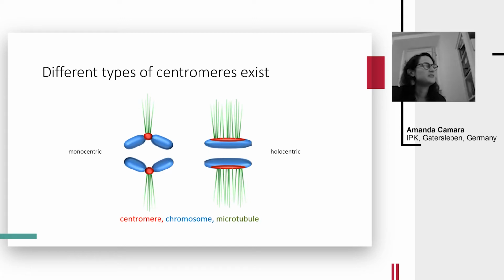So the main feature is that instead of having a monocentric chromosome, so a single constriction of the chromosome with microtubules binding to it, we have microtubules binding all along the side of the chromosomes. And then during segregation of the sister chromatids, they're separated parallel. So these are holocentric chromosomes. And we wonder how the centromere can arrange itself in so many different forms.